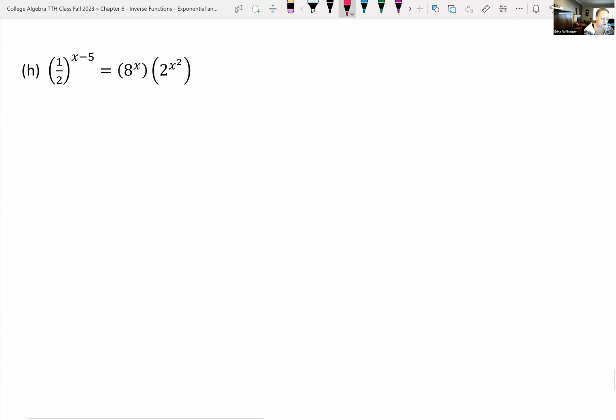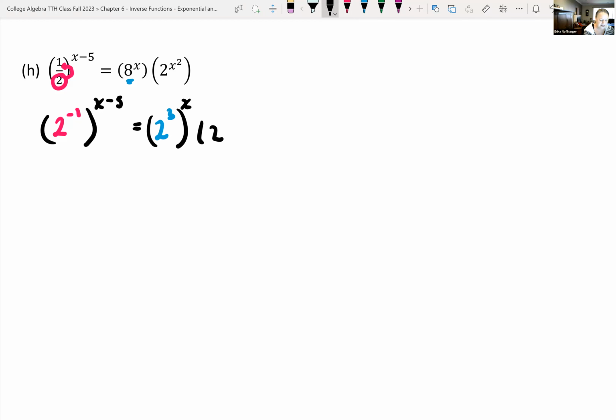So let's bring that 2 up into our numerator by changing the sign of our exponent. So that's going to be 2 raised to the -1 power. And then that's all raised to the x minus 5 power is equal to, so 8, remember, was 2 cubed. So this is 2 cubed raised to the x power times 2 raised to the x squared power. Power to power is multiplying. So on the left-hand side, we have -1 times x minus 5 as our exponent. So we have 2 raised to the -x plus 5.